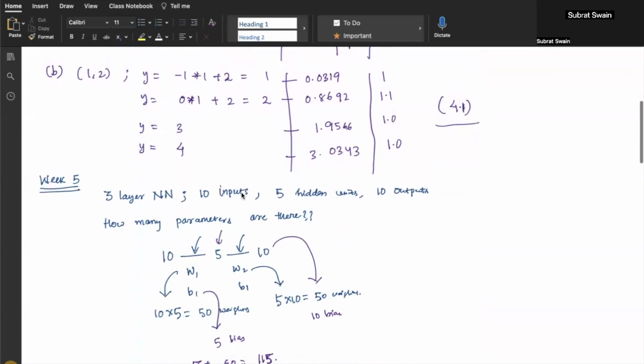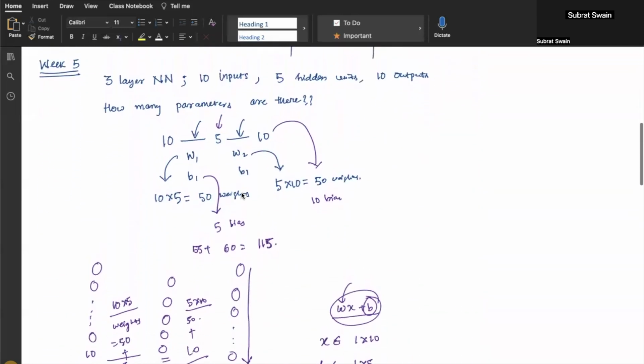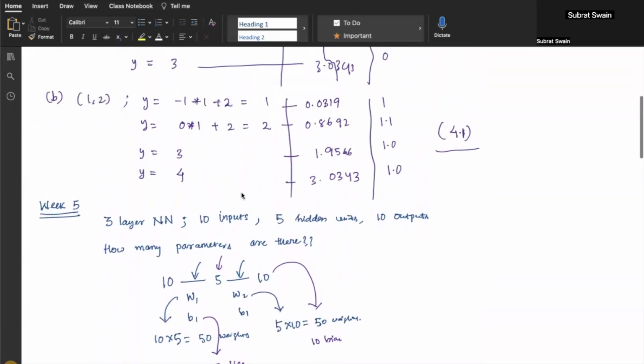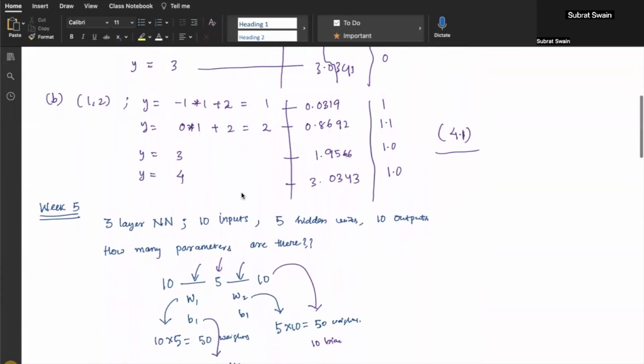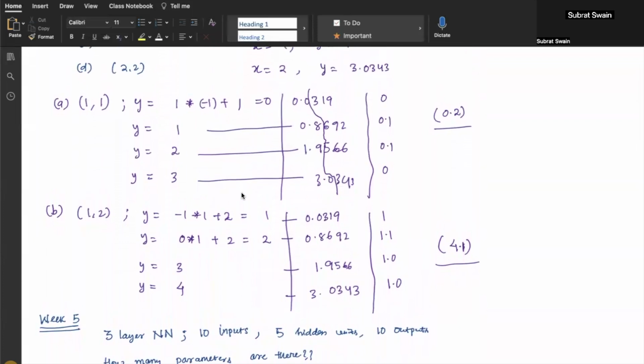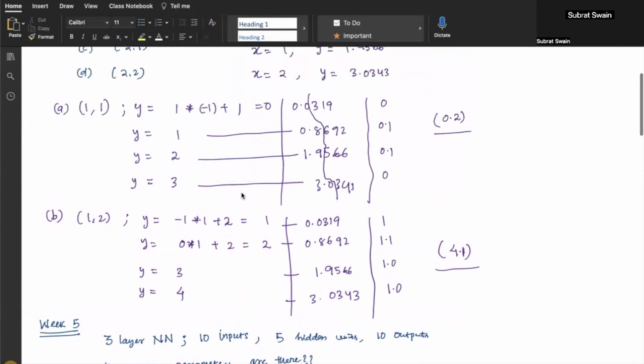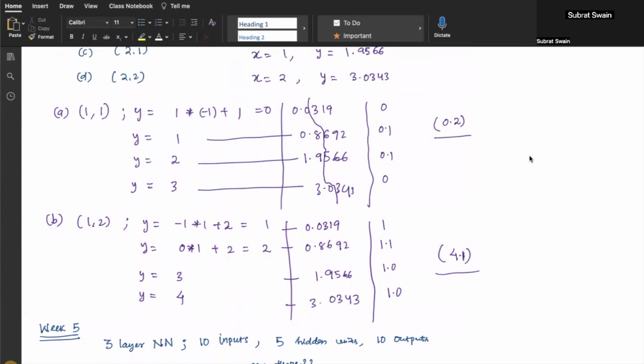Okay. We'll go to the second question that is picked from week 5. Let's say there is a 3-layer neural network. There are 10 neurons in the input layer, 5 hidden units, and 10 output units. So how many trainable parameters are there? Assume that each layer has a set of weights, and each layer has a set of biases. Okay. So calculate it. I'll give some time if you're seeing the recorded version, like 5 minutes, and I'll describe it after that.